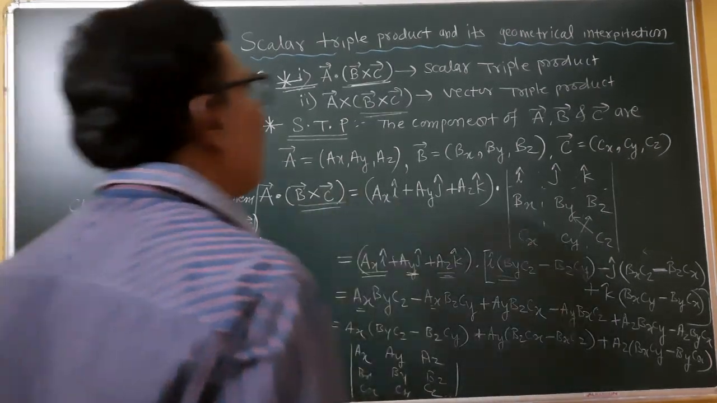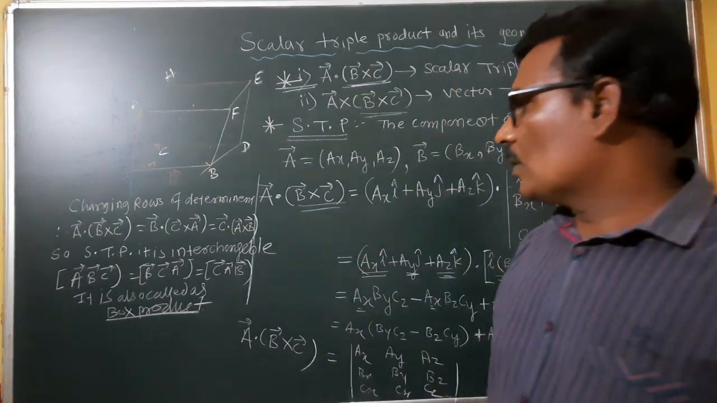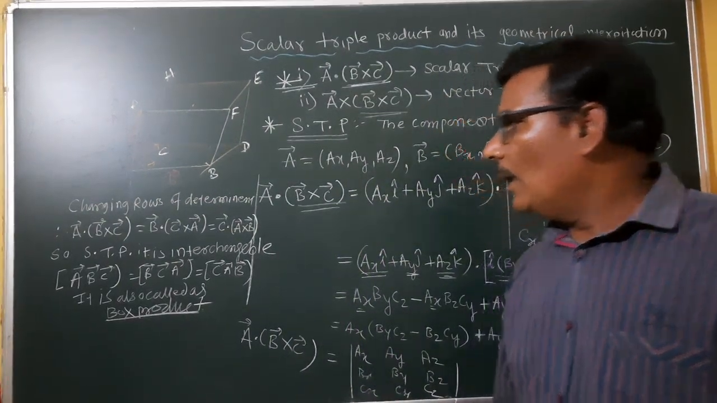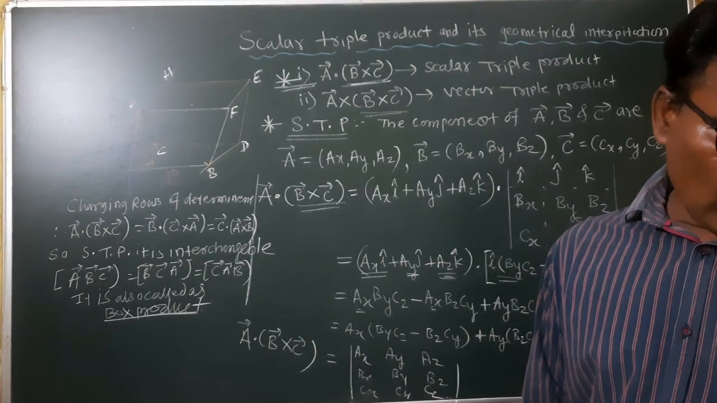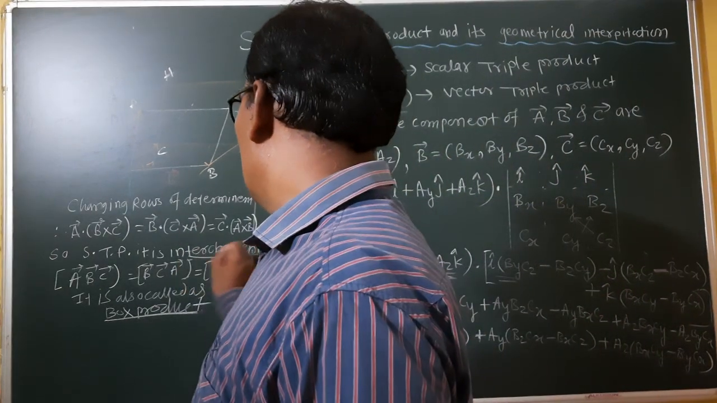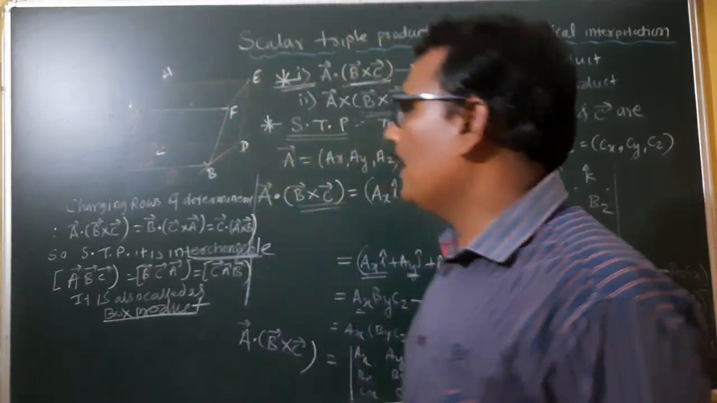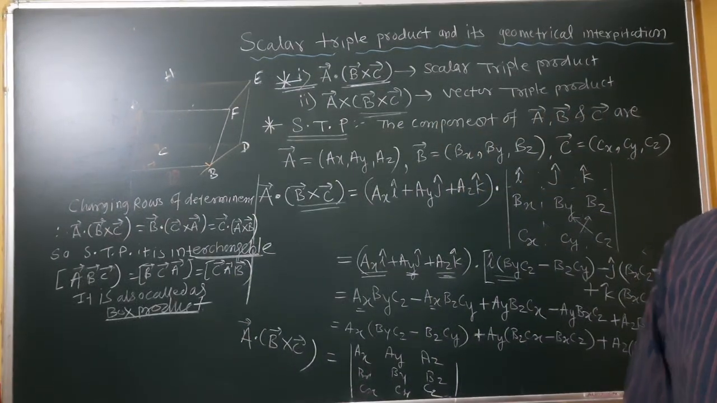Multiple choice question may be asked on that. Scalar triple product is also called as box product. Q1, scalar triple product, dot product and cross product are interchangeable. Remember, in a scalar triple product, the dot and cross are interchangeable. It is also called as a box product.